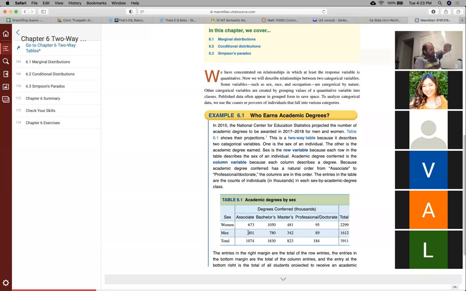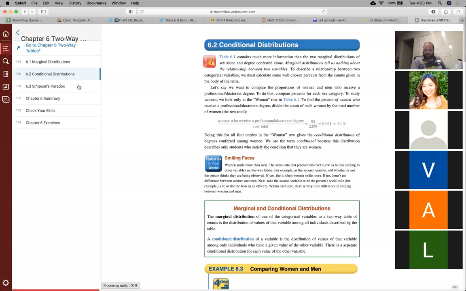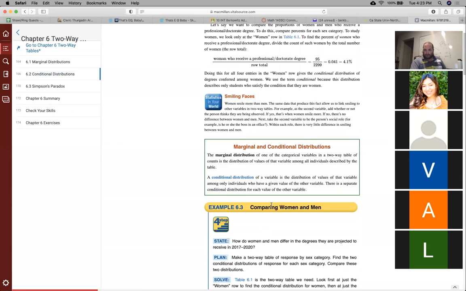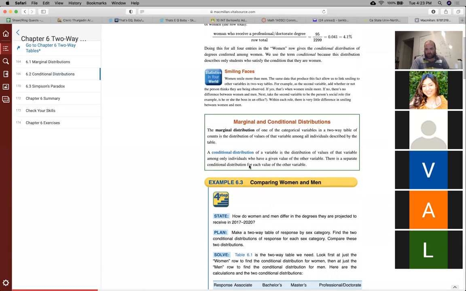So I would literally, with my hands, cover up the men row because that is not relevant for the problem. The only thing that matters is the 2299 row of women, and of those, 673 got their associate degrees. We call that a conditional distribution because we are conditioning it upon the condition that we're talking about the women. Does that make sense? Okay, so very straightforward, I think.